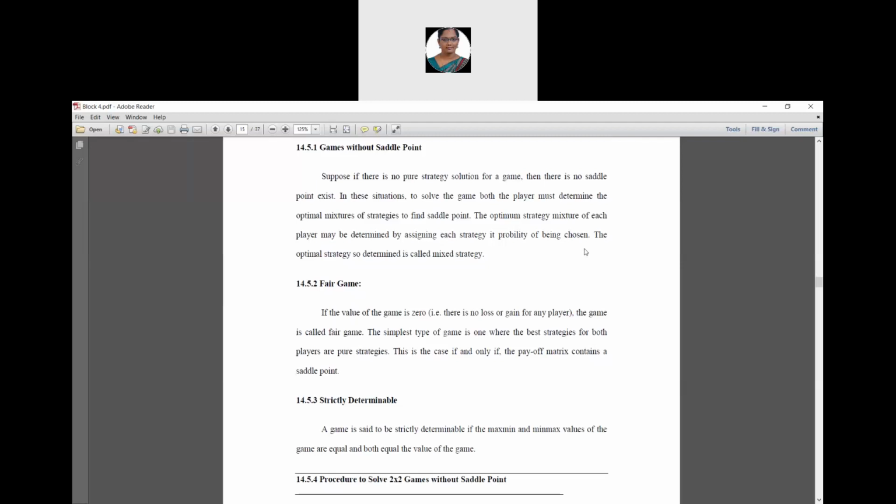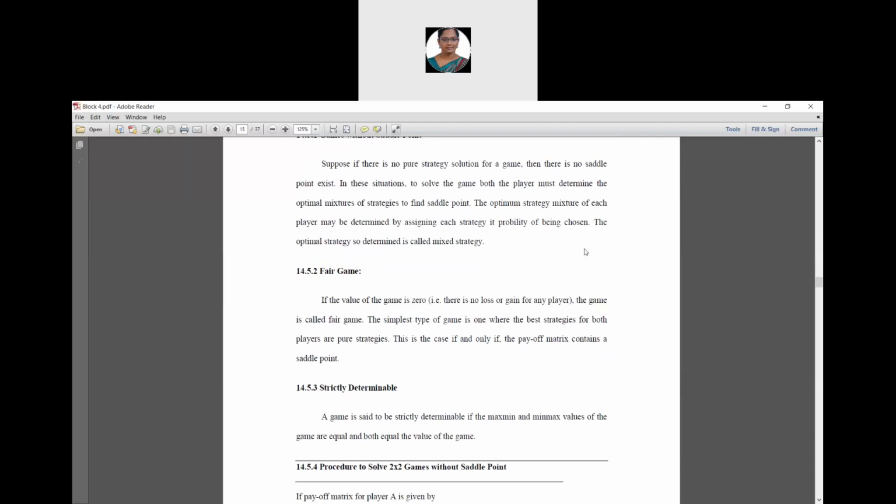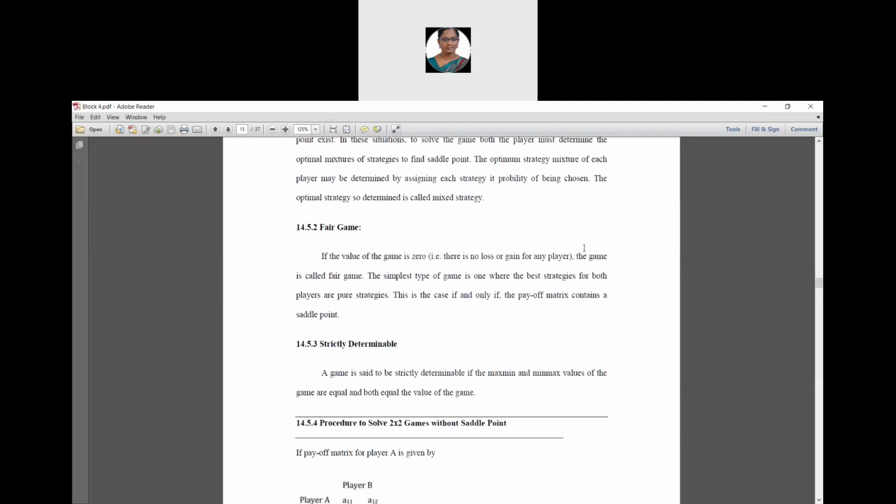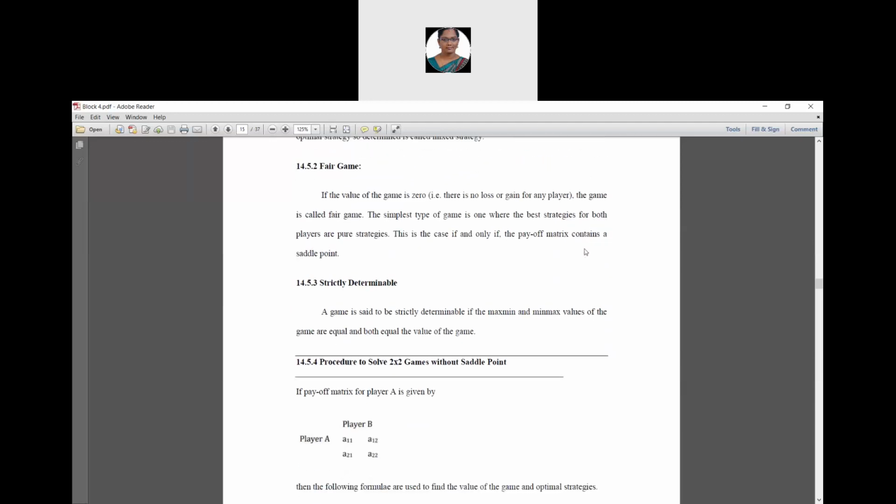Then fair game. If the value of the game is 0, that is, there is no loss or gain for any player, the game is called a fair game.